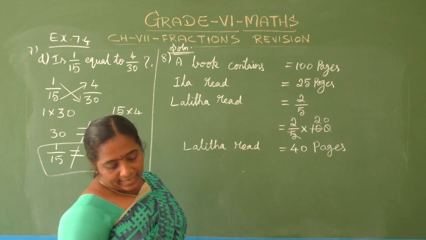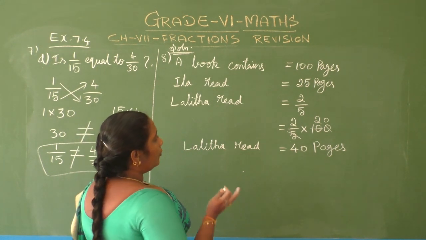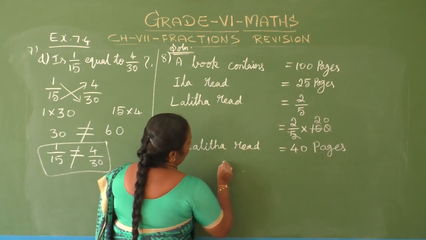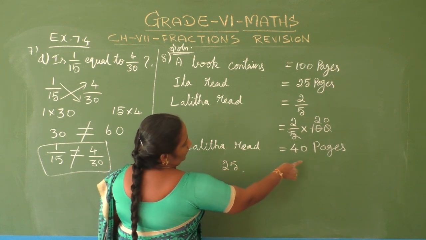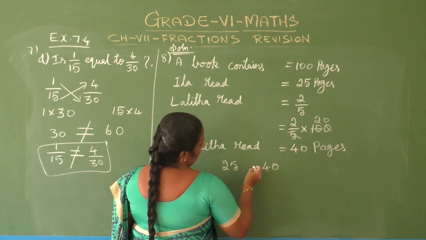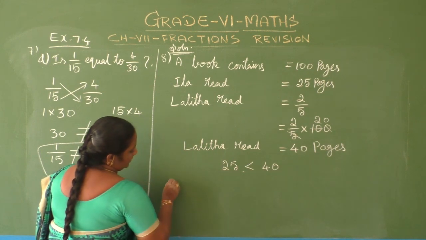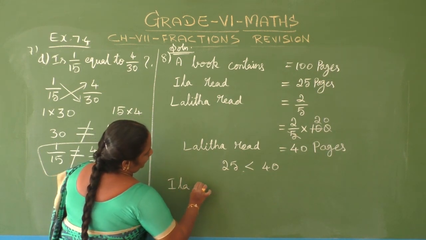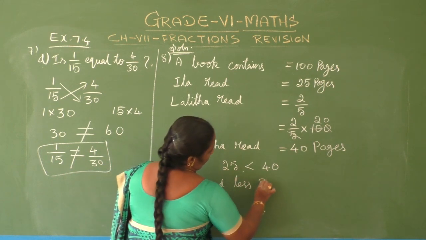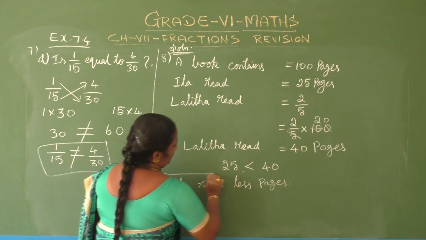Now, what are they asking in our question? Who read less? So you have to compare Ila and Lalita. Ila read 25 pages, but Lalita read 40 pages. So who read less? 25. Ila only read less. So we have to write the answer: Ila read less pages.